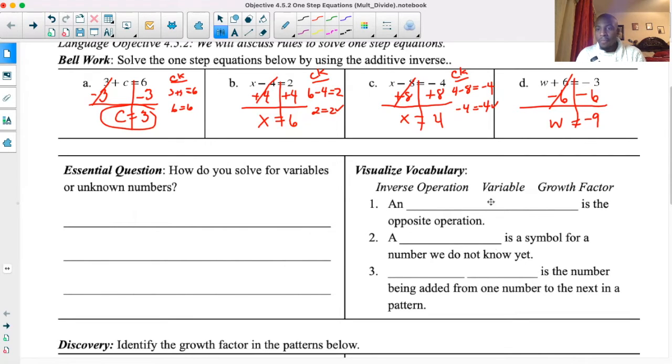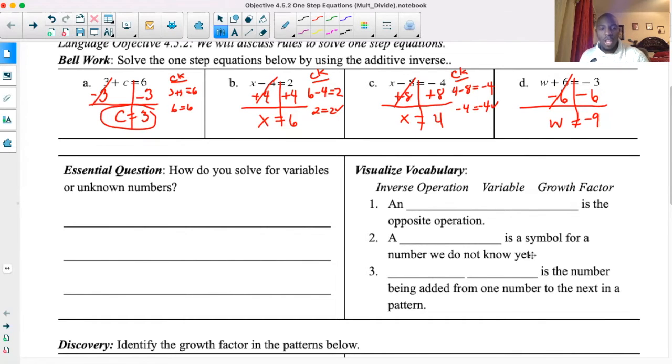A variable is a symbol for a number that we don't know yet. So it could be a letter, it could be a symbol like a star. In our case, throughout this worksheet, we're going to see letters A, B, C, D, E, F, G to substitute for these unknown numbers, okay? But the goal is by the end of this lesson, the unknown numbers will become known. We'll be able to solve for the variables.